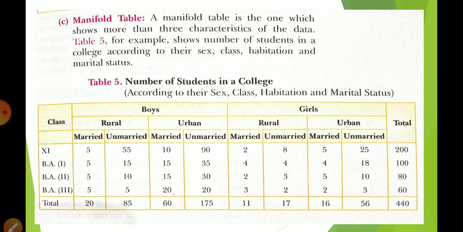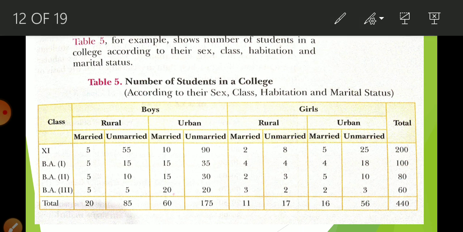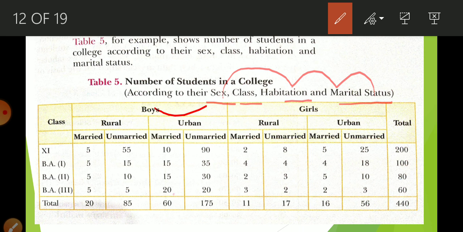Now manifold. Manifold means more than 3. Here you can see the data are represented on the basis of sex, class, habitation and marital status. So it is more than 3, and that is why it is manifold. So boys, girls, then it is divided on the basis of habitation, rural, urban, then married and unmarried on the basis of marital status. So this is manifold.